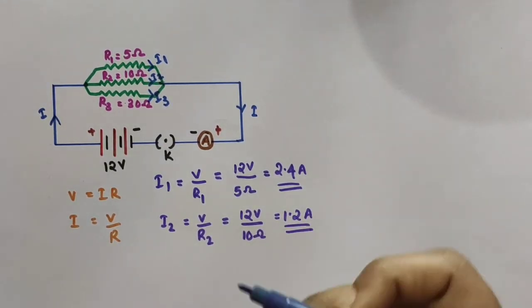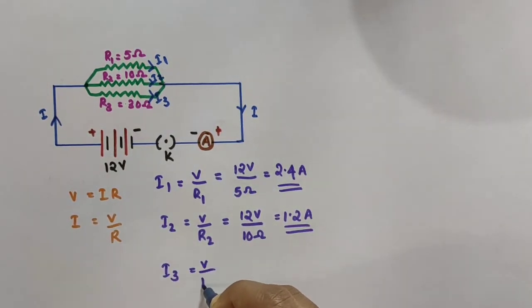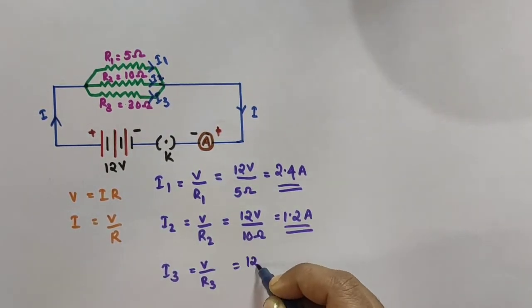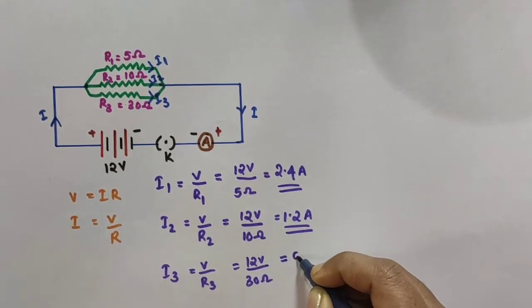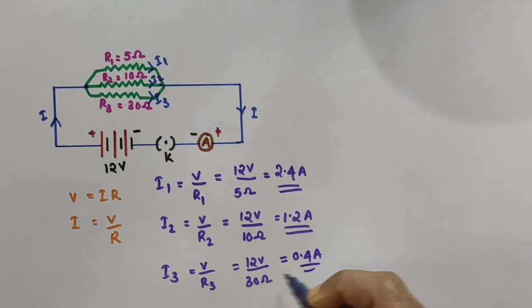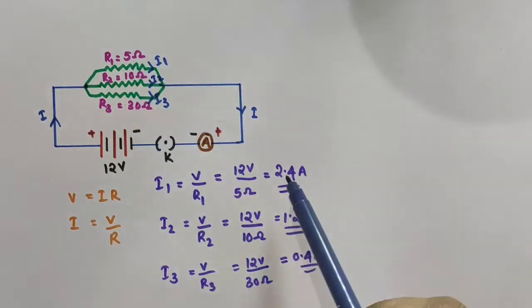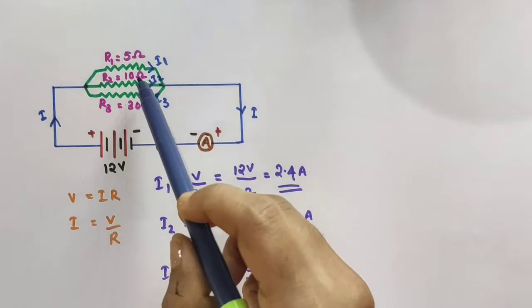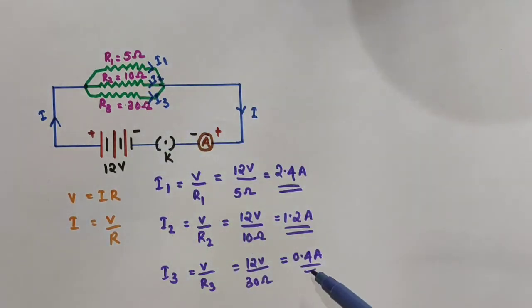Okay, now what will be the current through the third resistor R3? That is I3 is equal to V by R3, which is equal to 12 volt divided by 30 ohm, which is equal to 0.4 ampere. While you are doing this calculation 12 by 30, you will get it as 0.4. So 0.4 amperes. That means the current through the first resistor is 2.4 ampere, current through the second resistor is 1.2 ampere, and current through the third resistor is 0.4 ampere.